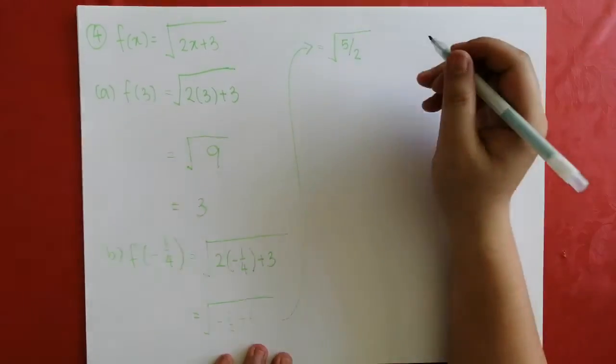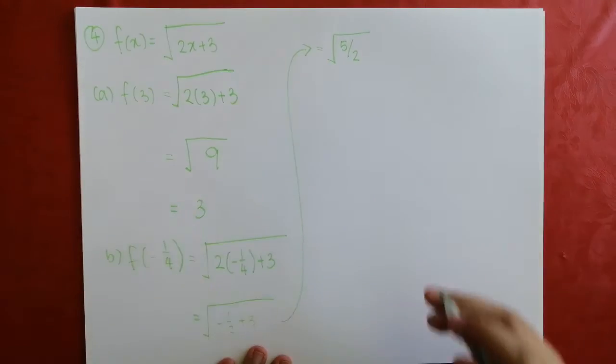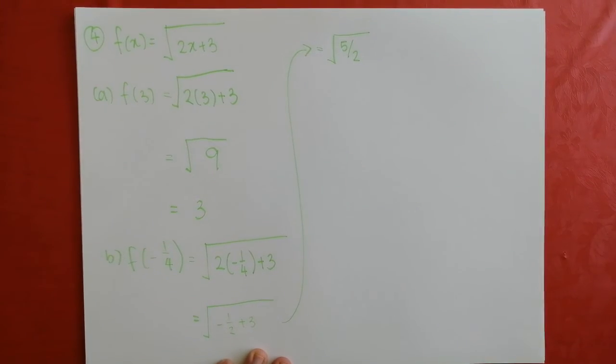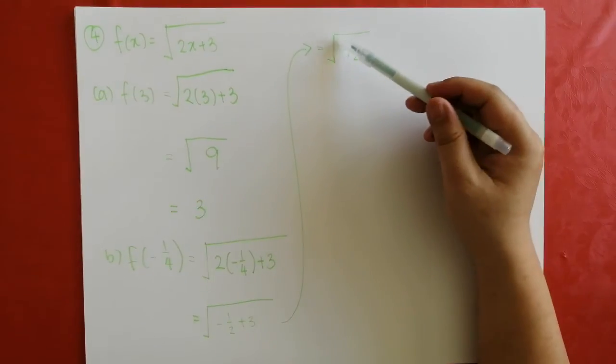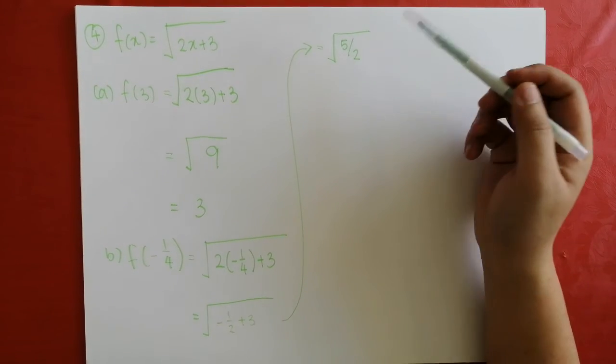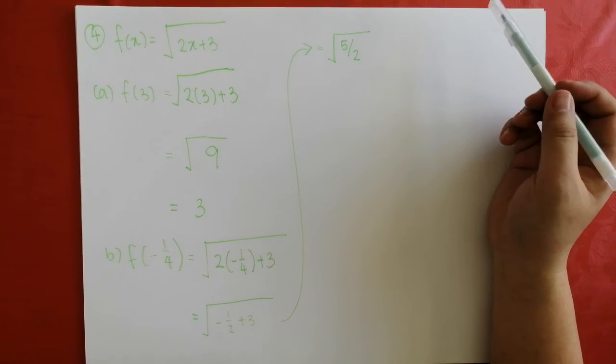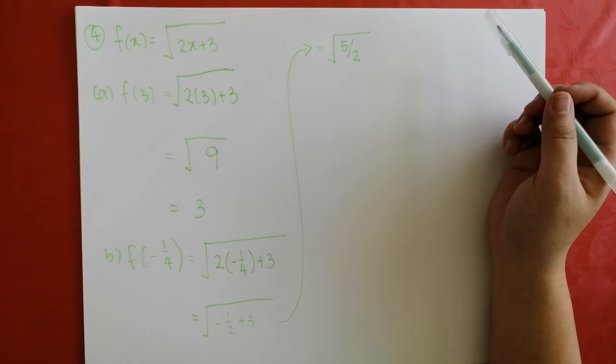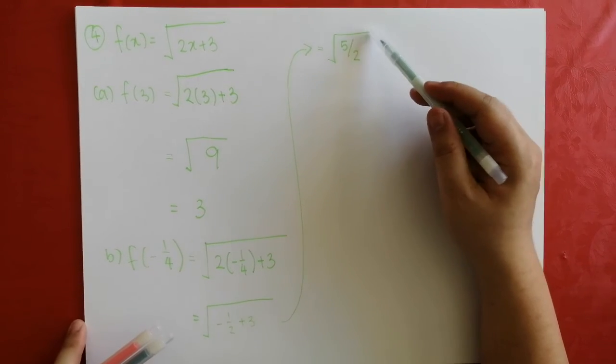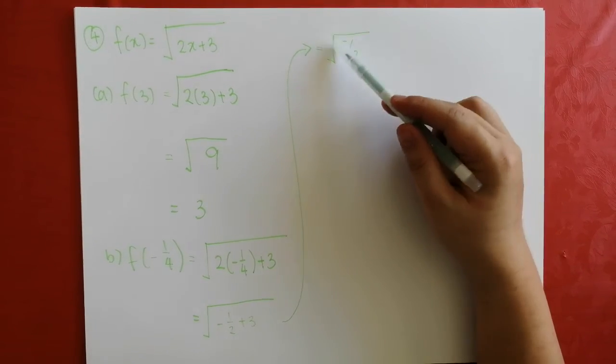So that is example number 4. Please use your calculator and evaluate this value, then round it off to 3 significant figures. Always try not to leave your answer in square root form.